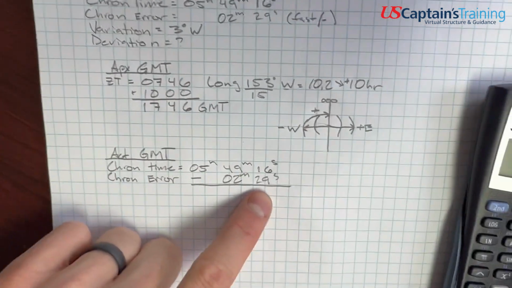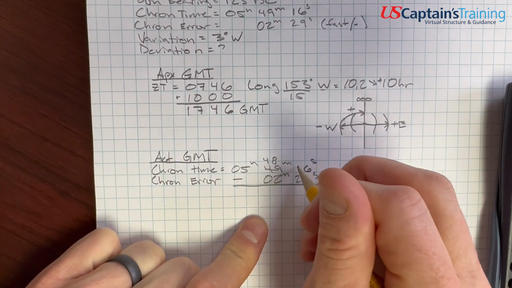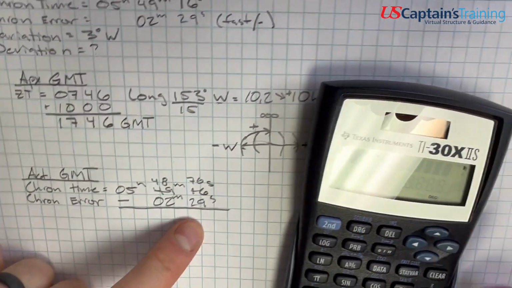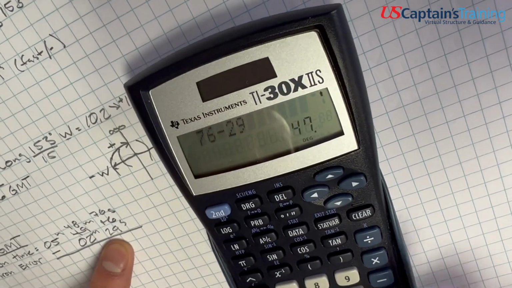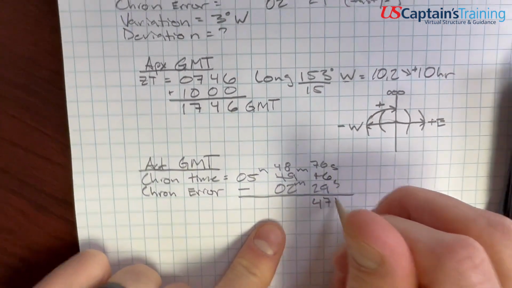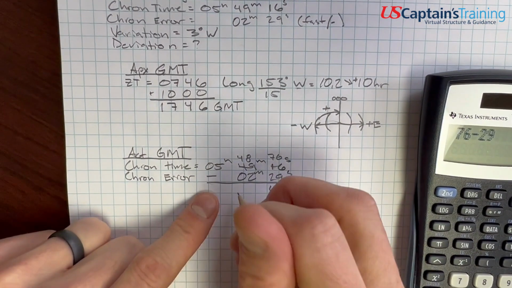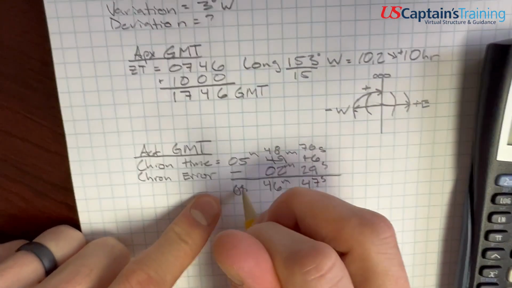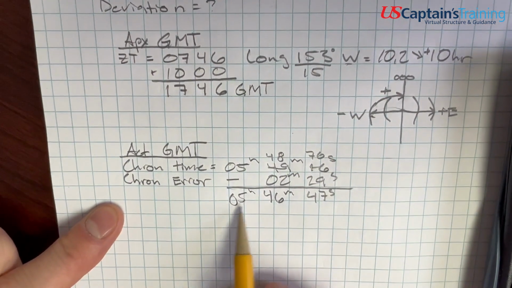You can't take 29 from 16 right away. We need to borrow. So this would turn to a 48, and this would turn to 76. So 76 minus 29 equals 47 seconds. 48 minus 2 is 46 minutes, and then our 5 hours. So let's look at this, 5:46.